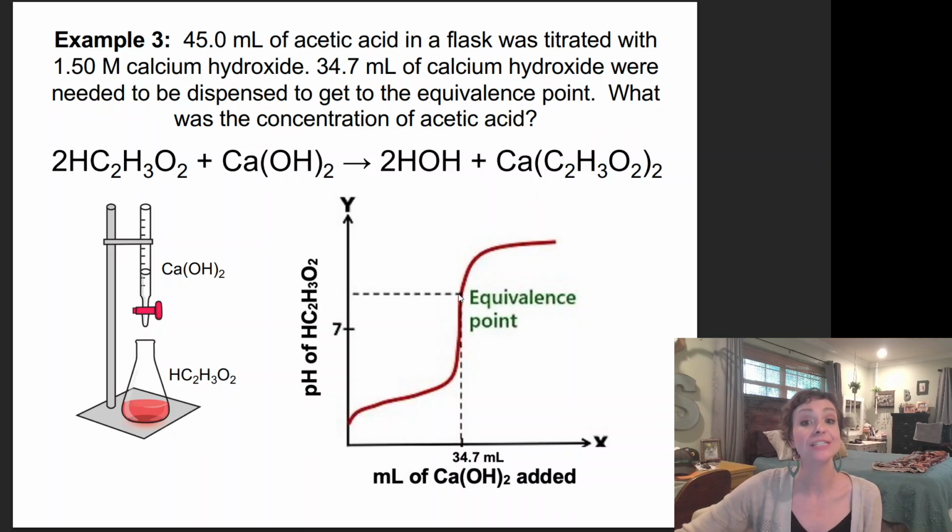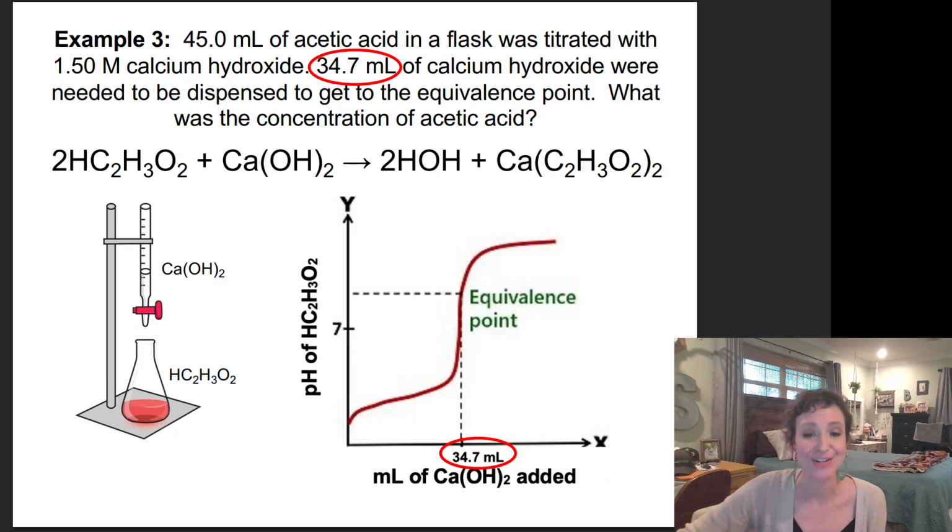Where that equivalence point is will be at a certain volume. Well, first of all, it starts off acidic and it ends basic. And the volume of the equivalence point will be the amount of the calcium hydroxide titrant that needed to be dispensed to get to that equivalence point. Once again, that's the value that started our stoichiometry. That was the magic number that allows us to do all of these wonderful calculations.